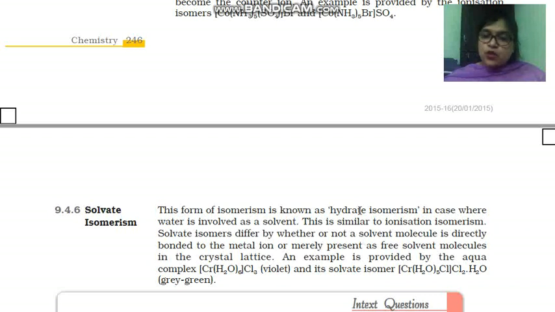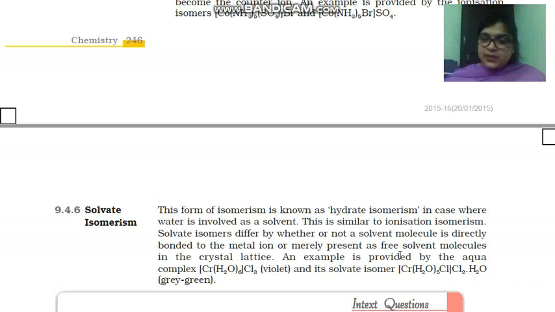Here it is saying that solvate isomers differ by whether or not a solvent molecule, the H2O molecule, is directly bonded to the metal ion or merely present as a free solvent molecule. If it is present as a free solvent molecule, it will be outside the coordination sphere, and if it is ligating to the central metal ion, then it will be inside the coordination sphere. You can better understand with the help of an example, children.